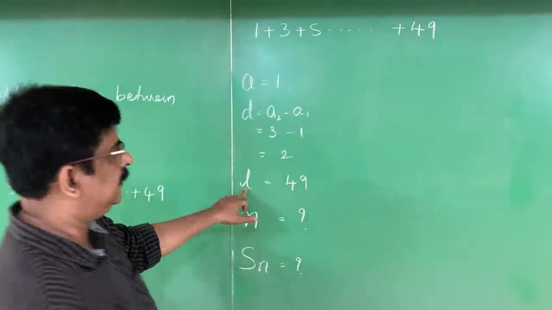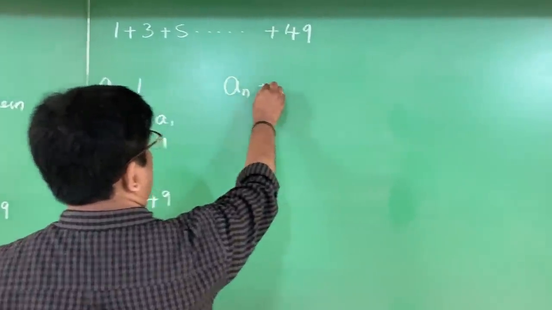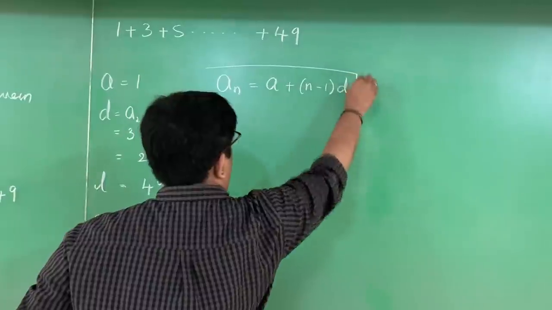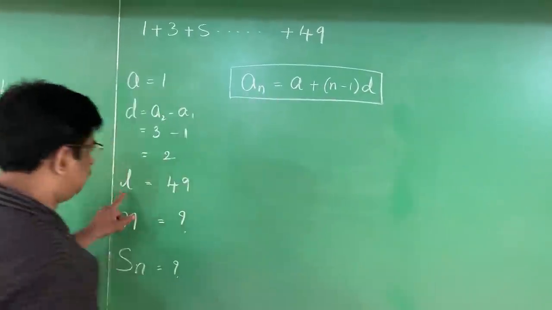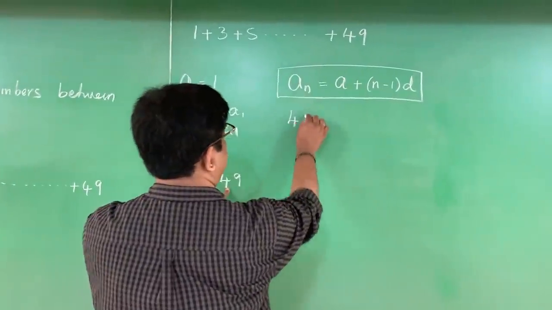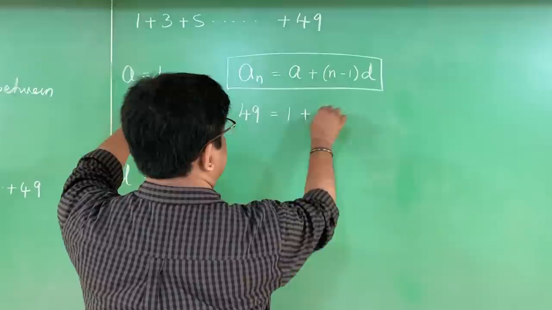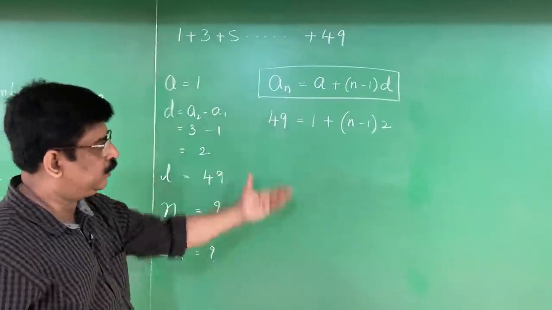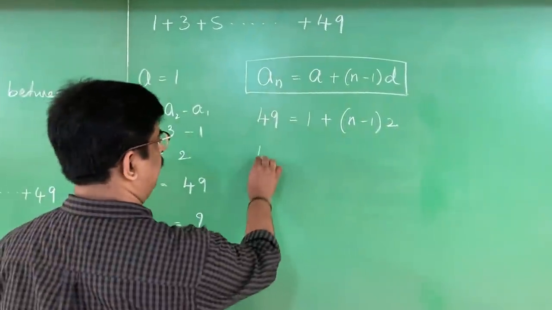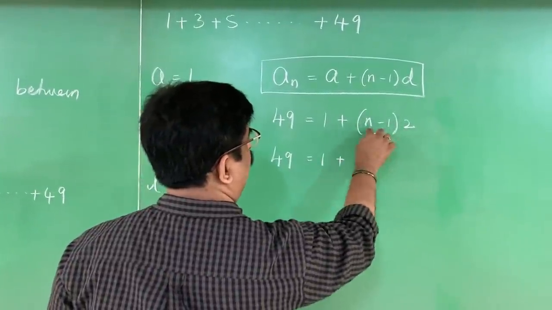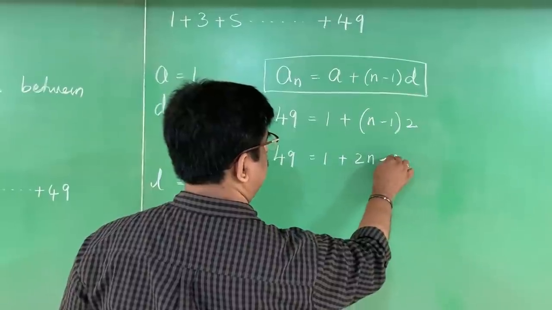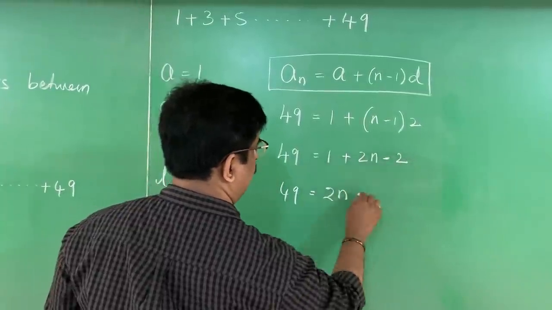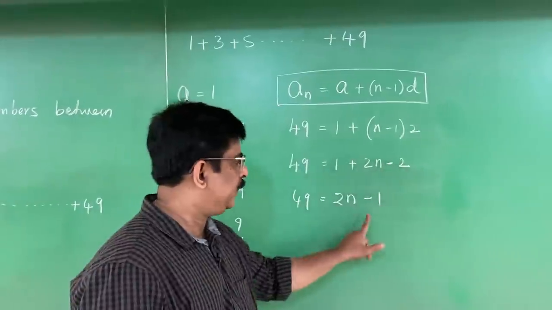Since the last number is known to us, I go for our first formula: An is equal to A plus N minus 1 into D. Here An and the last term are one and the same. 49 is equal to A, which is 1, plus N minus 1, where N we don't know, and D is 2. It's all simplification. 49 equals 1 plus 2 into N minus 1, which is 2N minus 2. 49 equals 2N, and 1 minus 2 is minus 1.